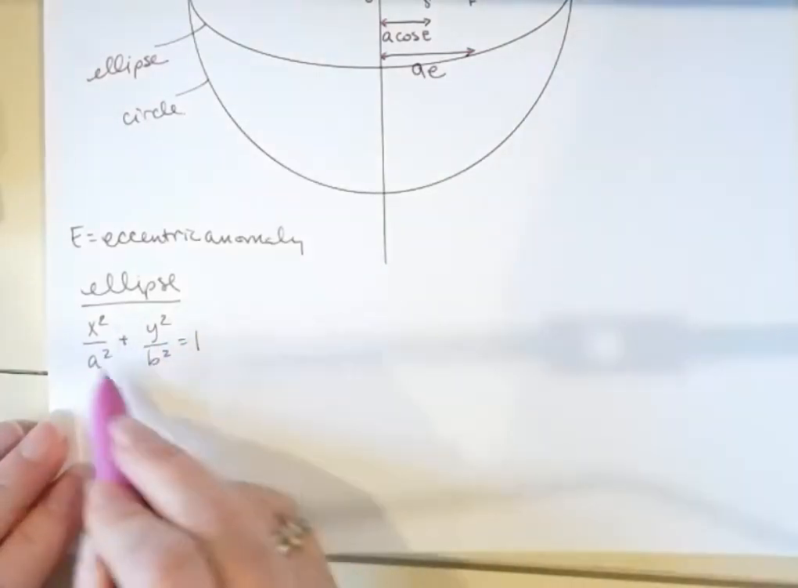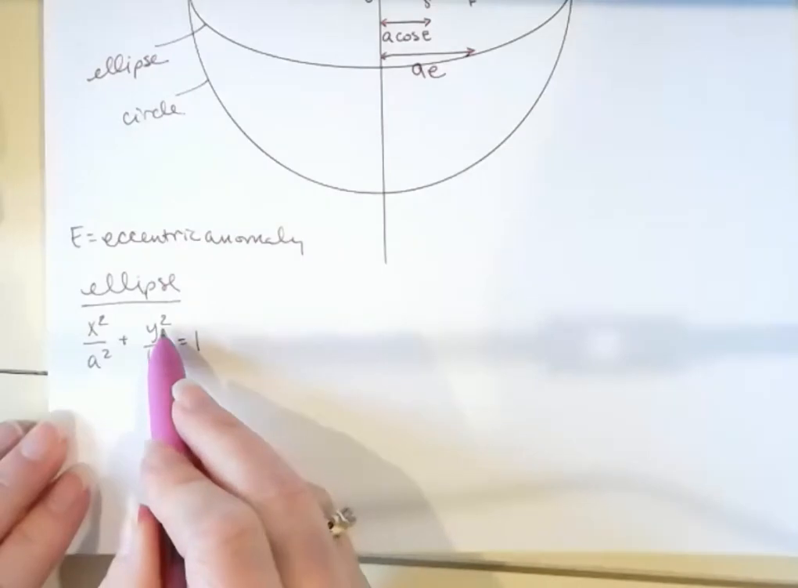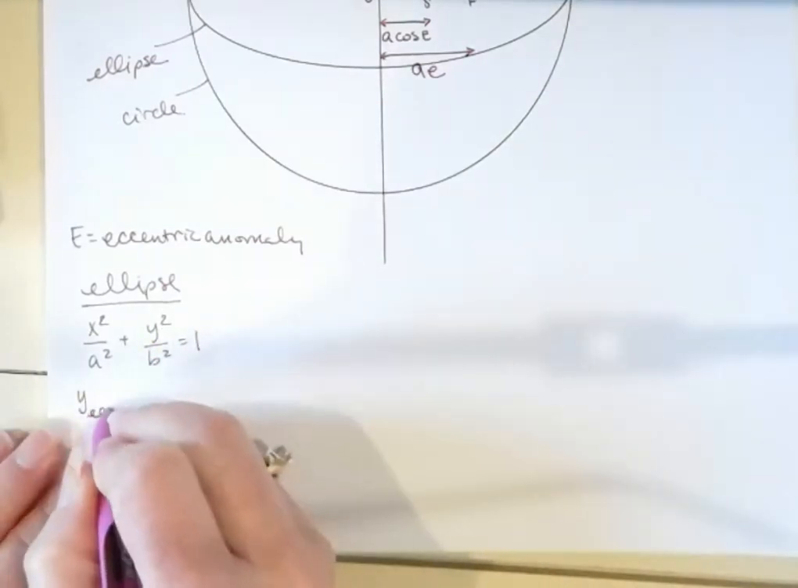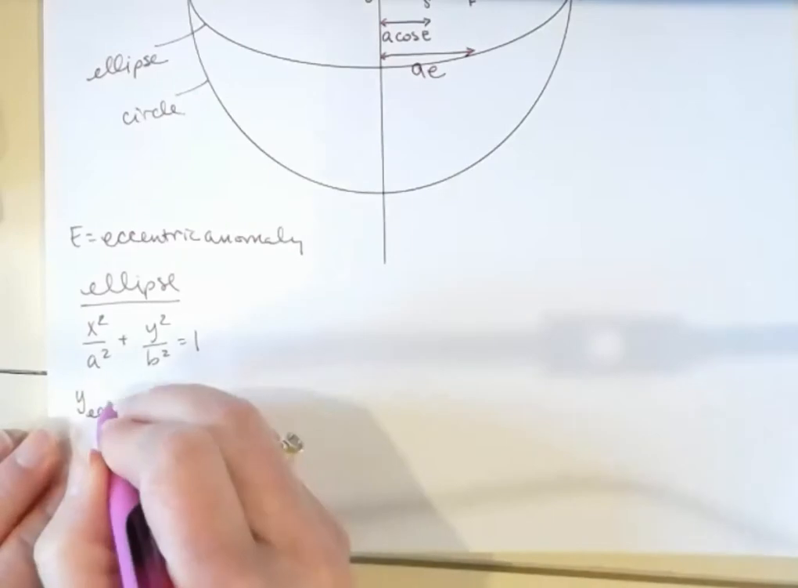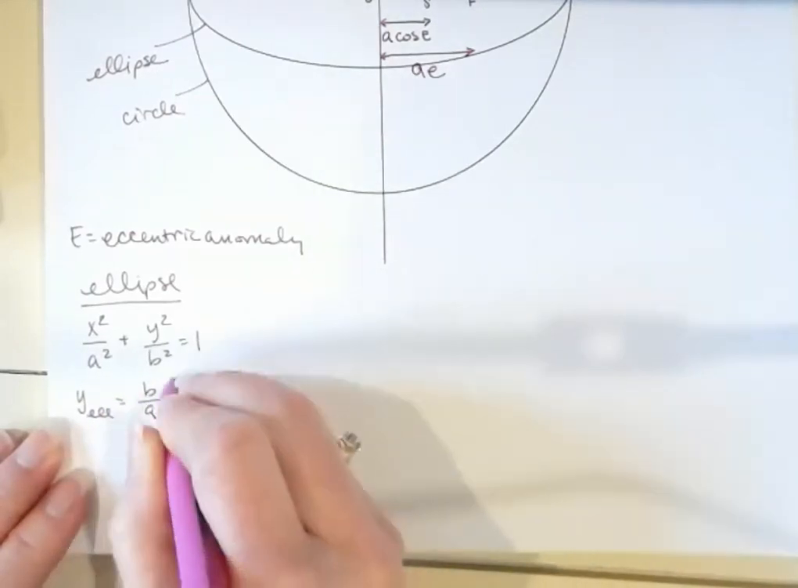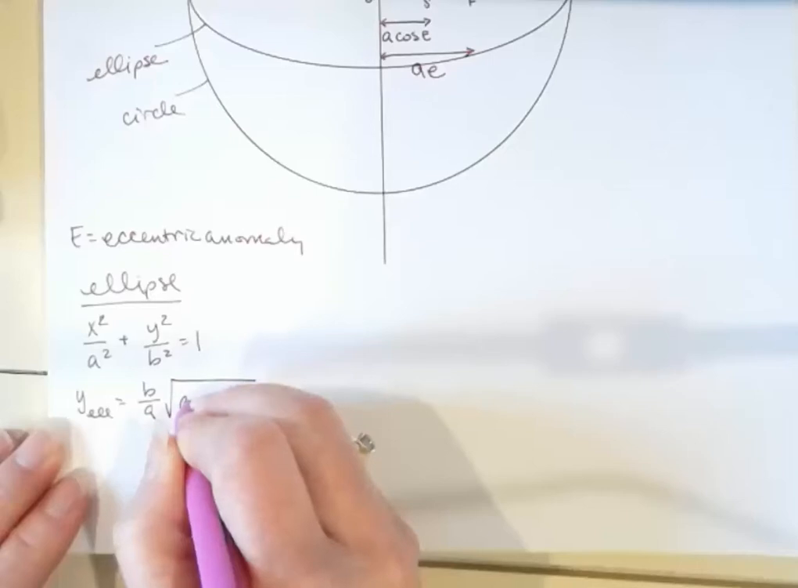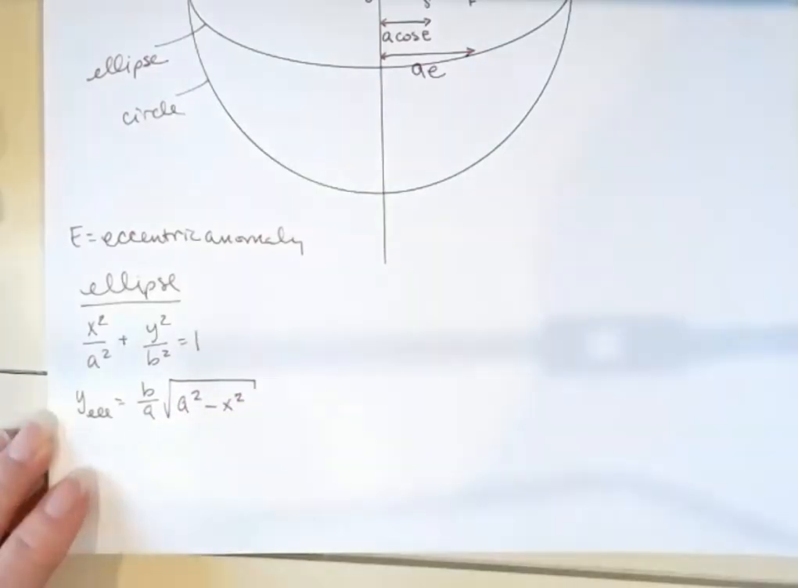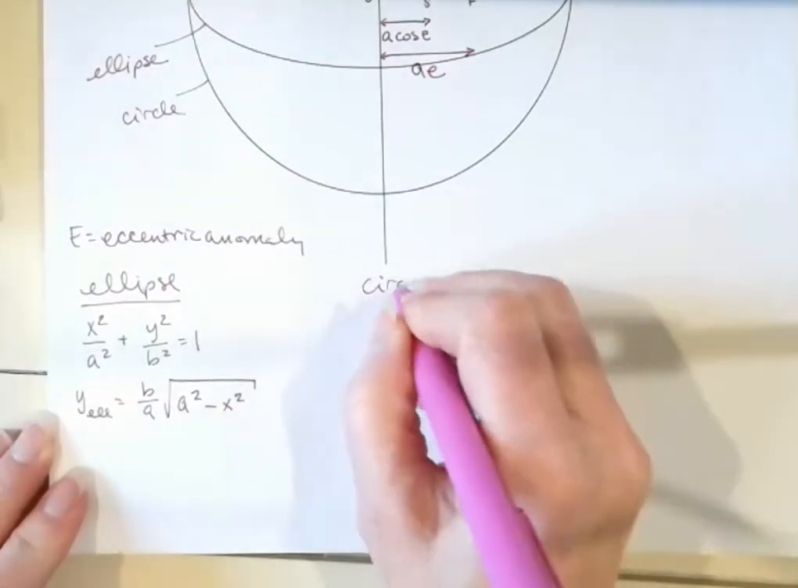So if we take this equation and we solve it for y, let's call it y ellipse, that's going to equal b over a times the square root of a squared minus x squared. Okay, so now we have that. And now let's do the same thing for circle.